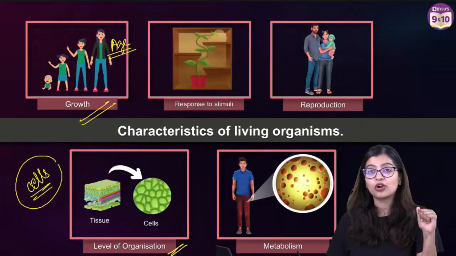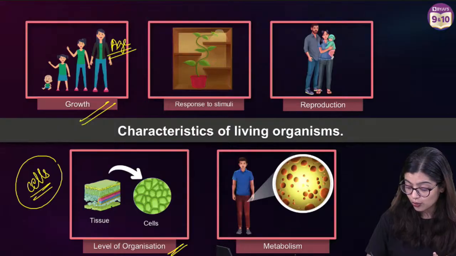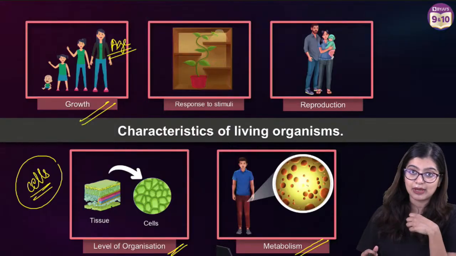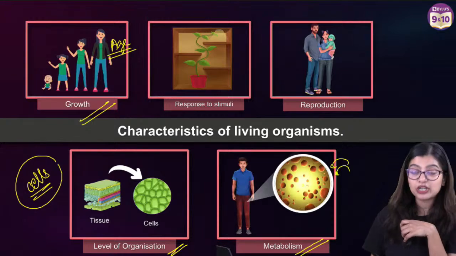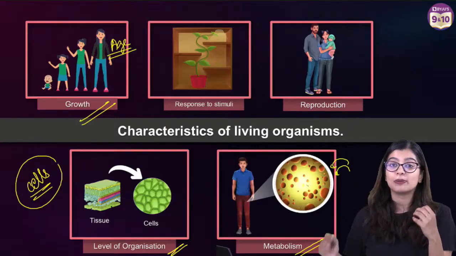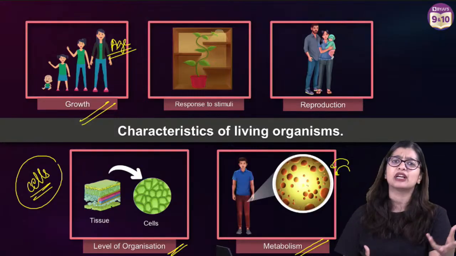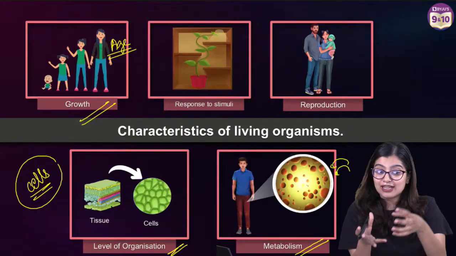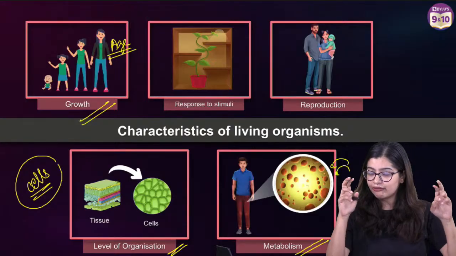Now, along with this, what do we also observe? We also know that various chemical activities take place within the cell, right? That is what we understand as metabolism. So, metabolism is the sum total of chemical reactions that are happening inside the cell. And if that is happening, then that is what is keeping the cell alive, right?